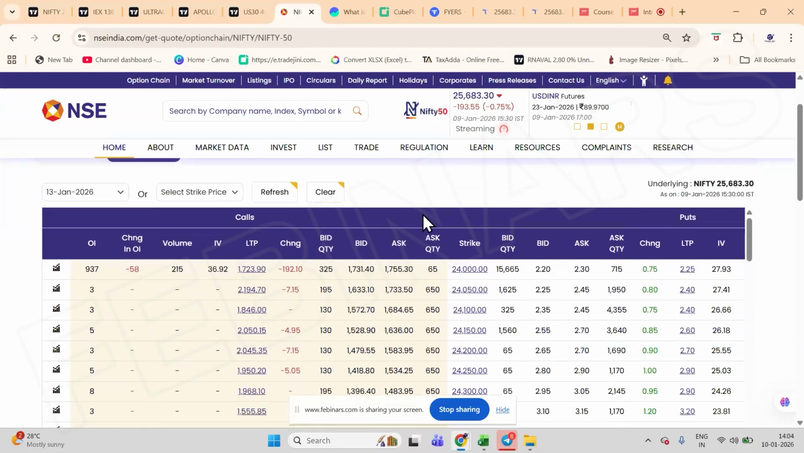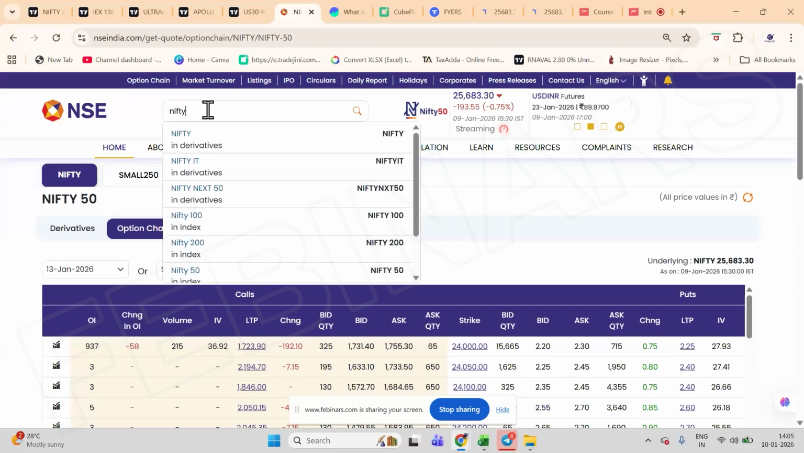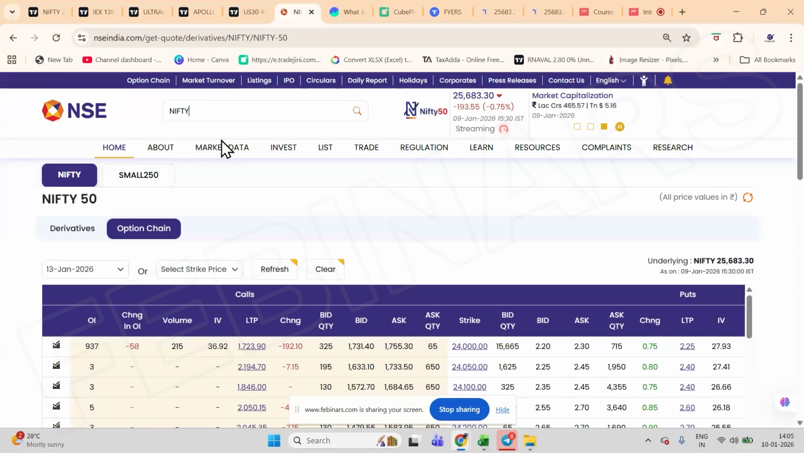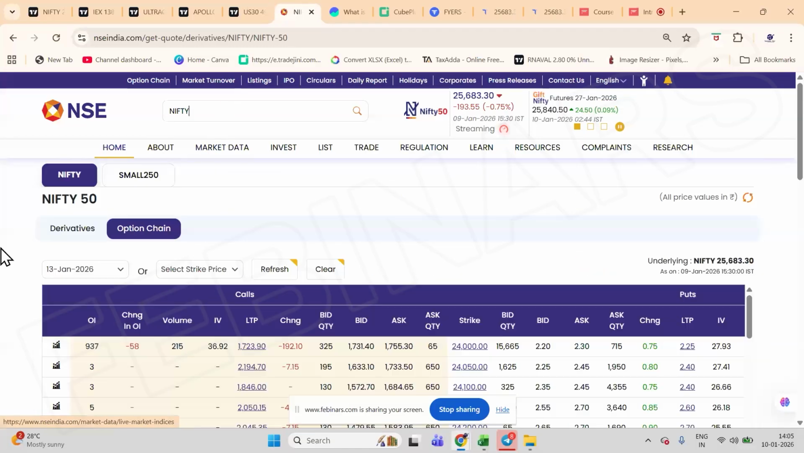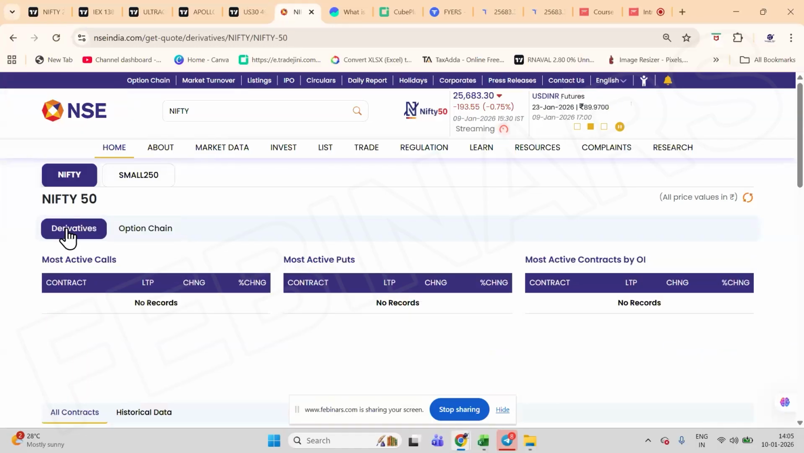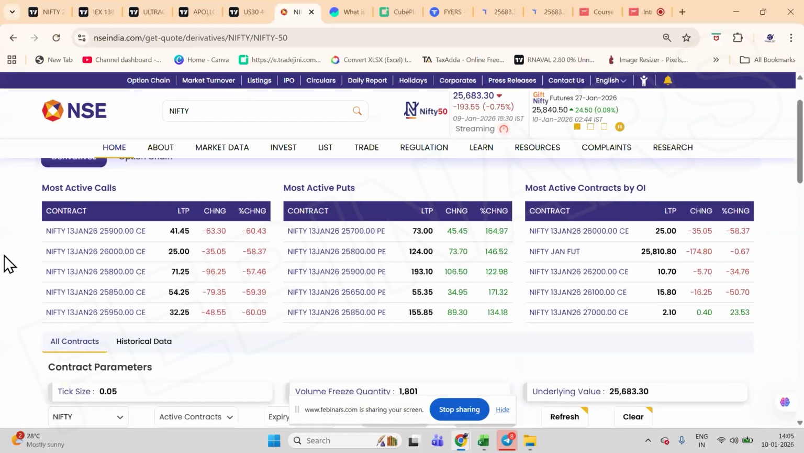So here are some of the parameters in the nseindia.com. This is a Nifty option chain. If you search the Nifty, I'm going to show it step by step. Nifty in derivatives. So it will give us the derivatives, which of the contracts, most active calls, most active puts, most active contracts by open interest. So this is how it gives us the brief idea.